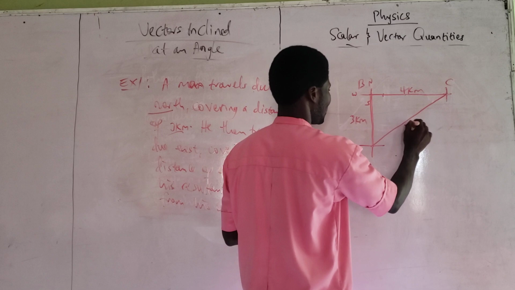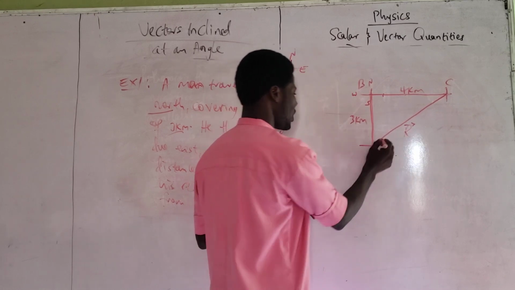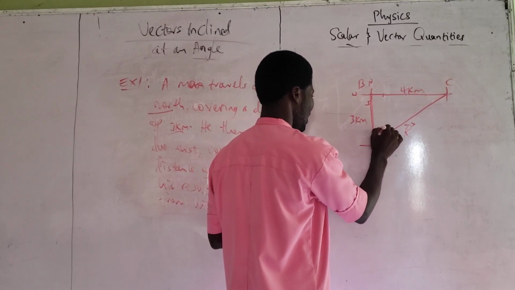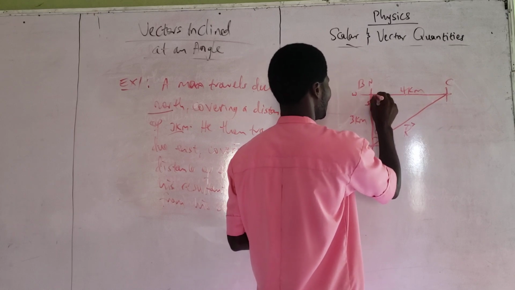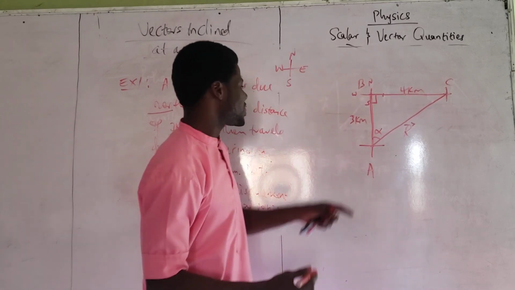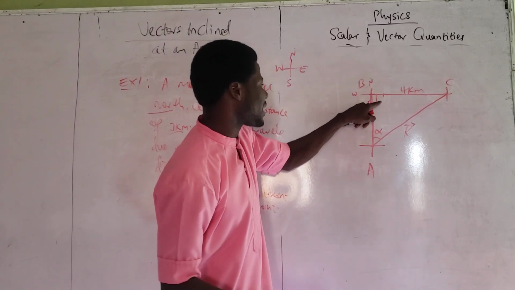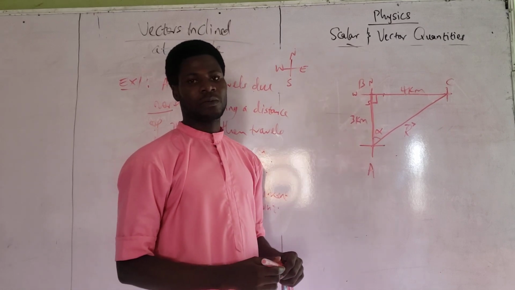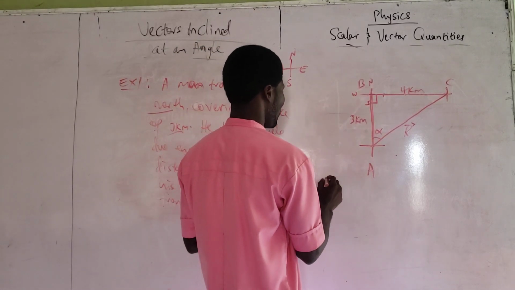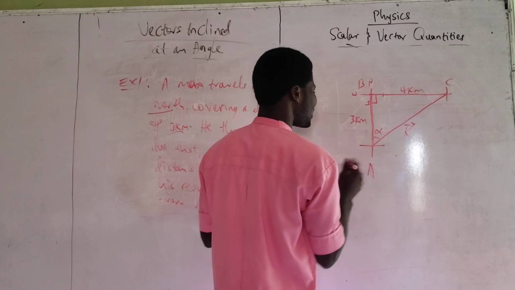That's the resultant. Direction of the resultant will be here, alpha. So this is a right angle. So the original two vectors, 4 kilometers, they are at right angle. So Pythagoras theorem is used here. So from Pythagoras theorem, we have our resultant.